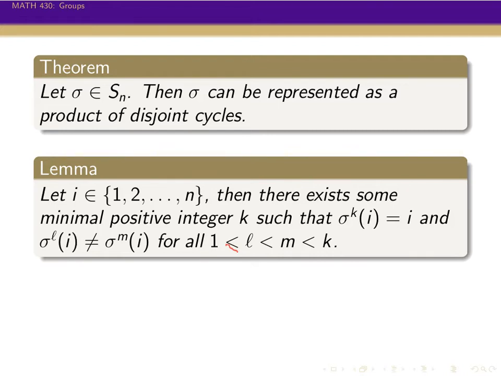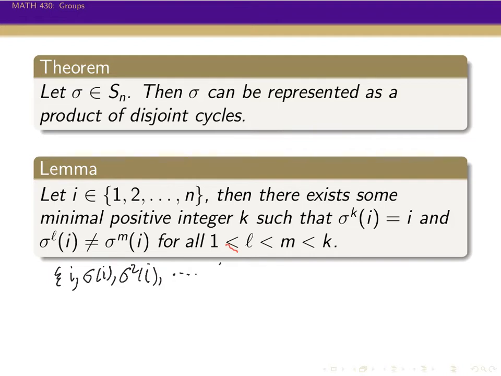Okay, so let's talk through why this lemma is true. The first thing we're going to think about is the list where I have I and then sigma I, and then I apply sigma again and get sigma squared I, all the way as far out as you want to go. So think about doing this infinitely many times.